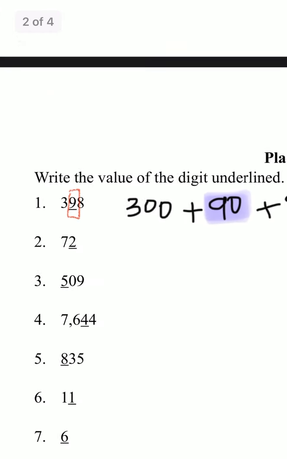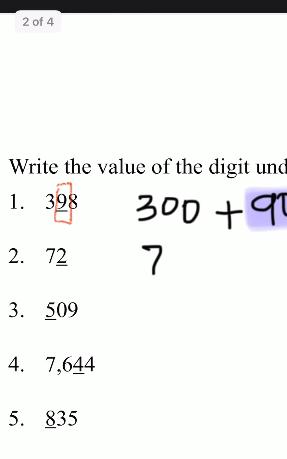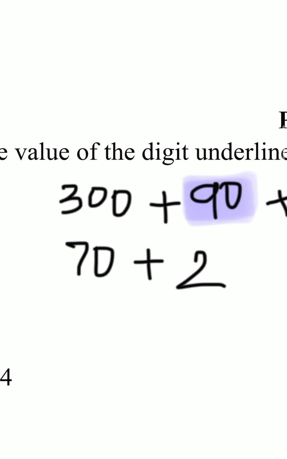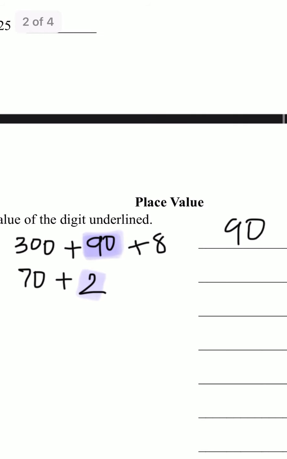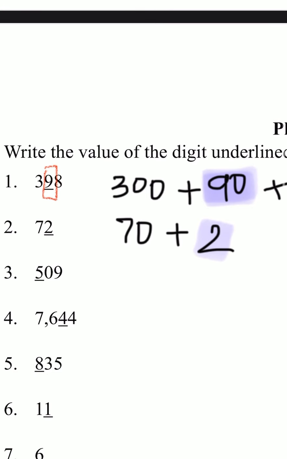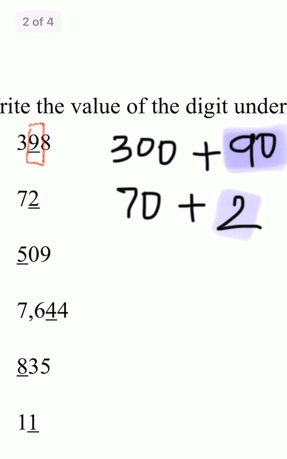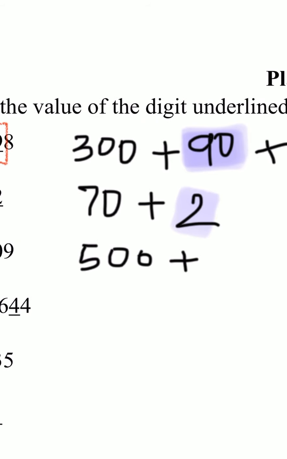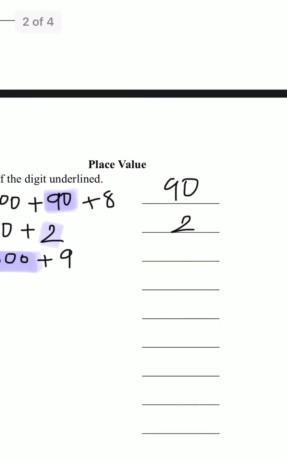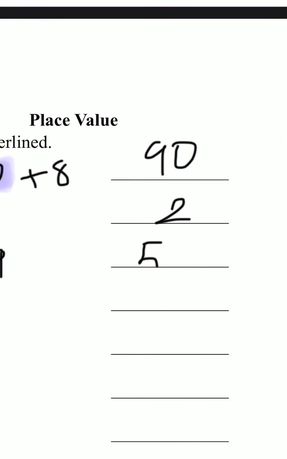Now we're going to do number 2. We have 72, which is 70 plus 2. And the 2 is underlined, so we just have 2. And number 3, if we write this in an expanded form, we do 500 plus 9. So 500 is our answer.